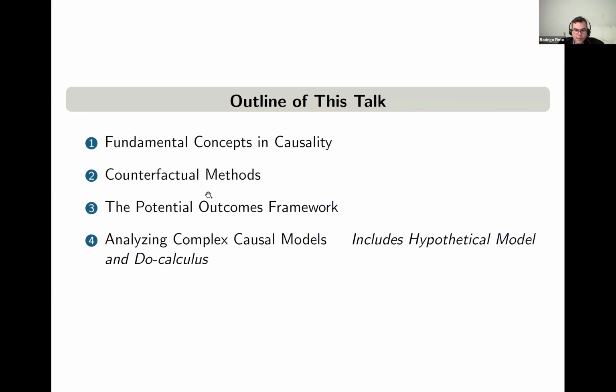Then I'm going to talk about the benefits and the drawbacks of the language of potential outcomes, which is the method that's most used by economics. And then at the end, I'm going to talk a little bit more on methods such as the do calculus that study more complex causal models.